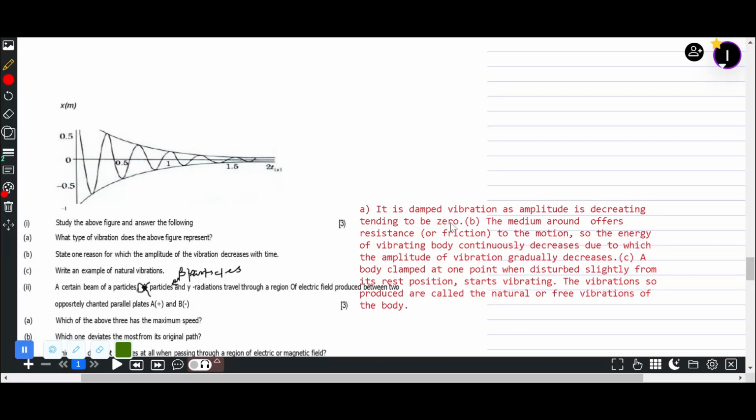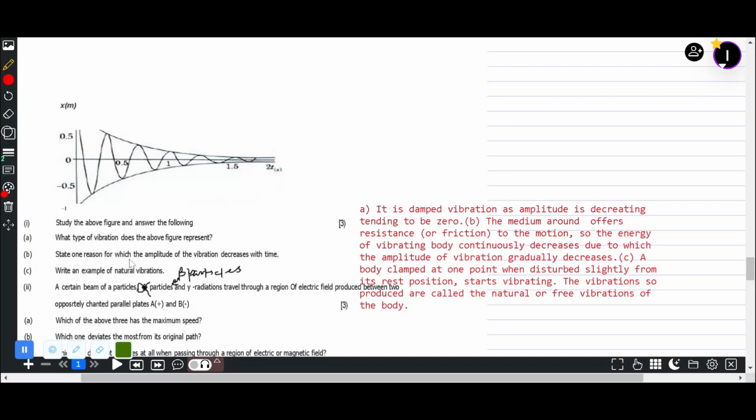Answer number A is it's damped vibration. Answer number B, what type of vibration does the above figure represent? The medium around offers resistance or friction to the motion, so the energy of the vibrating body continuously decreases, due to which the amplitude of vibration gradually decreases. Okay.